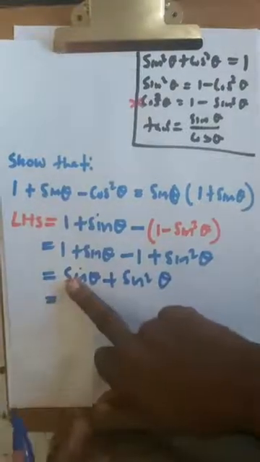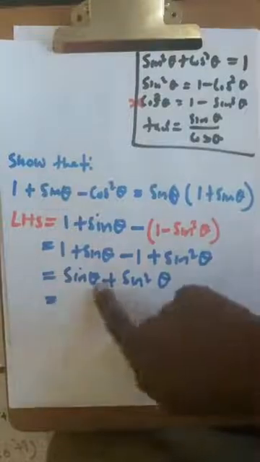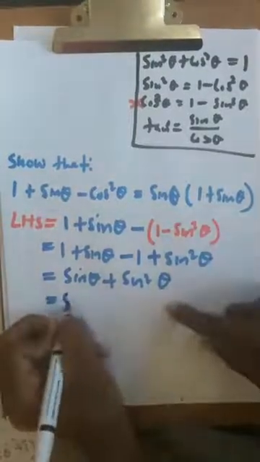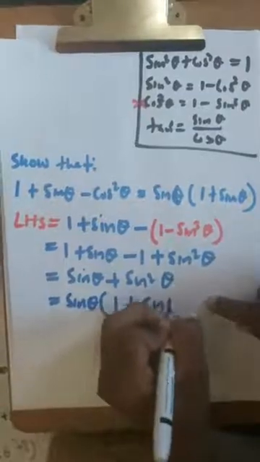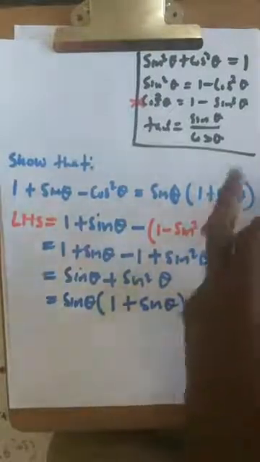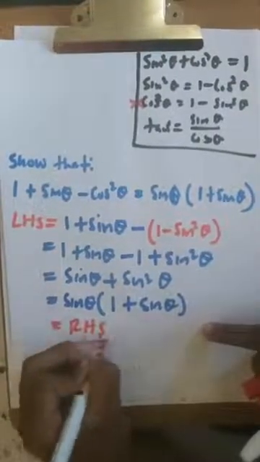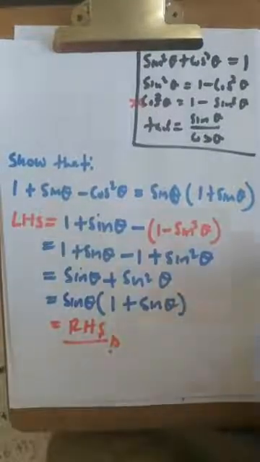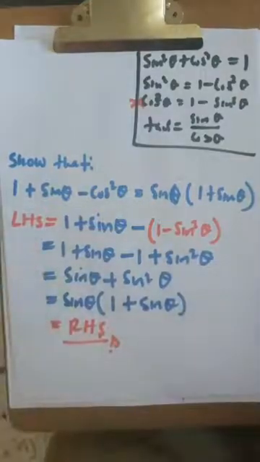It's like x plus x squared. So we have sine theta plus sine squared theta, with a common factor of sine of theta. That gives sine of theta times 1 plus sine of theta. Therefore, it is finally the right hand side. I have proved that the left hand side is equal to the right hand side.